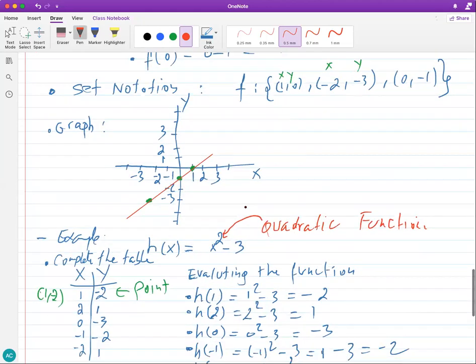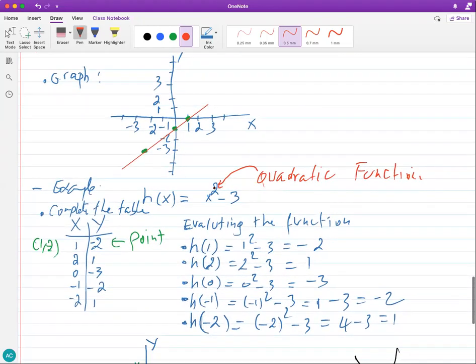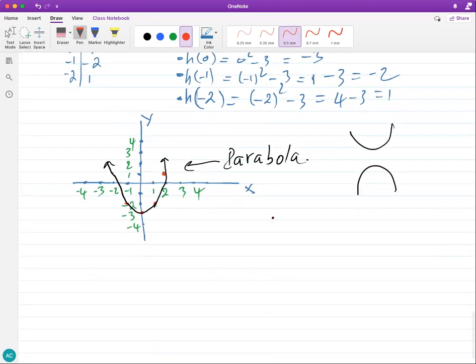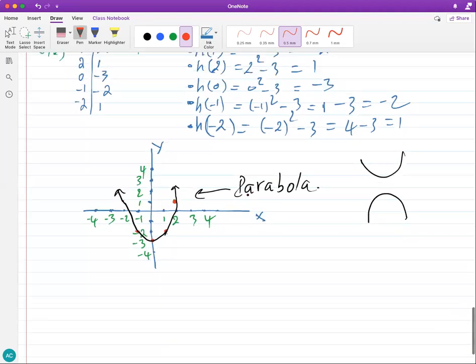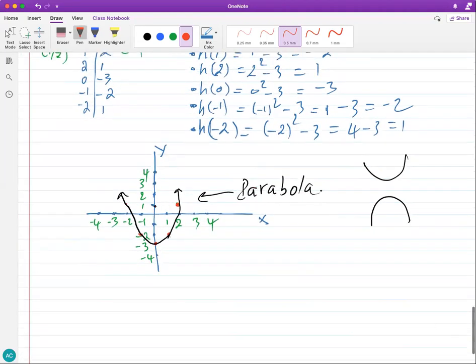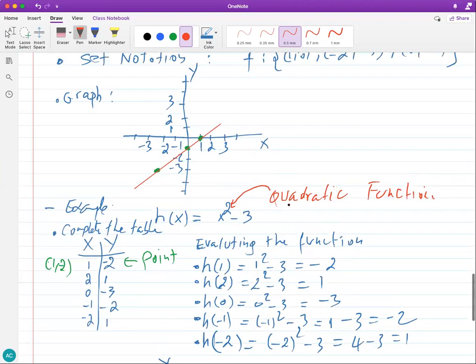And basically each function has a specific graph. What's the name again? Parabola. Not the P, the Q. Quadratic. This is a quadratic function because of the power 2.